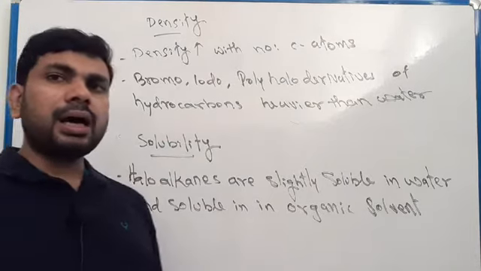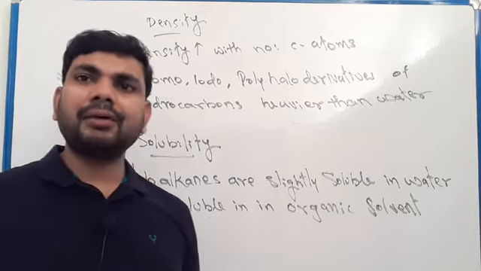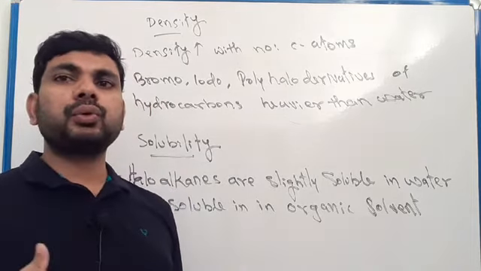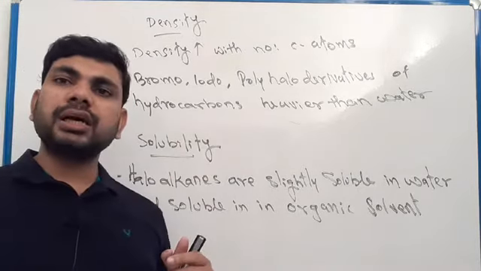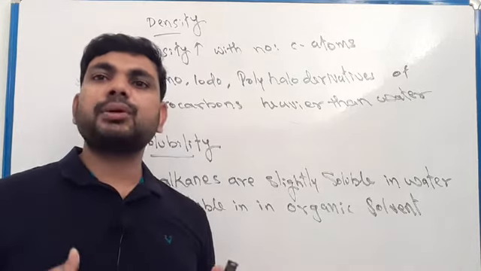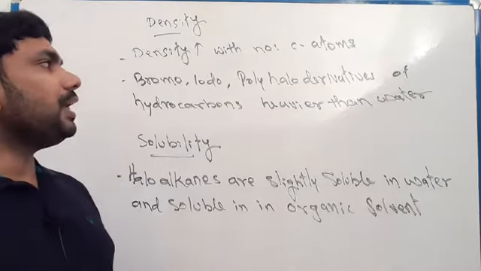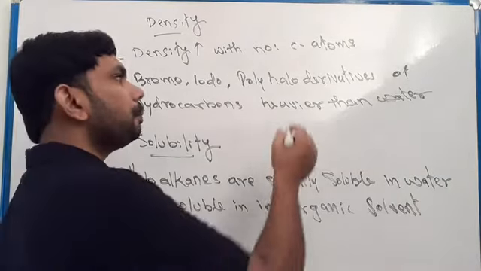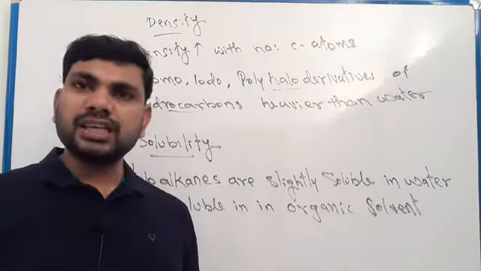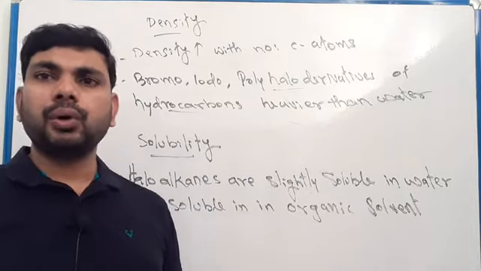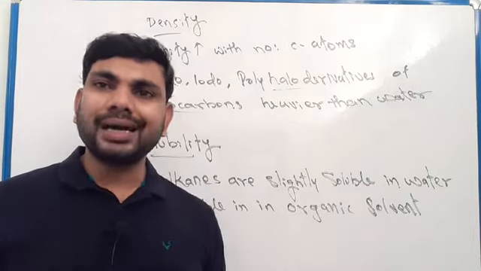Similarly, haloalkanes which contain bromine or iodine have higher density compared to chloride and fluoride. Compounds which contain bromine and iodine have higher density because they have bigger size. Also, polyhalo derivatives, meaning hydrocarbons which contain more than one halogen, many halogen atoms, also show high density.